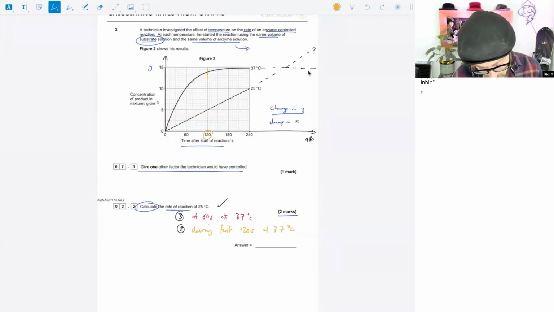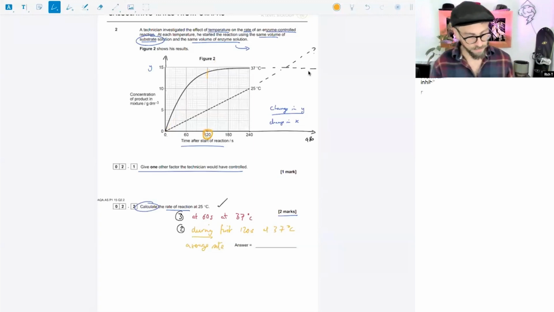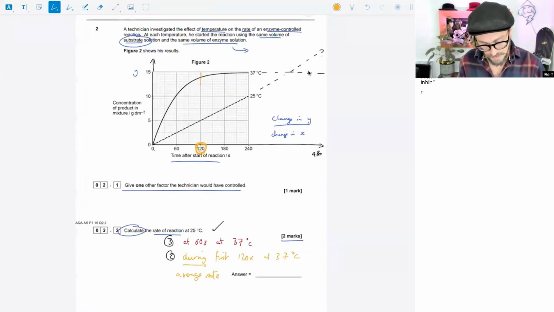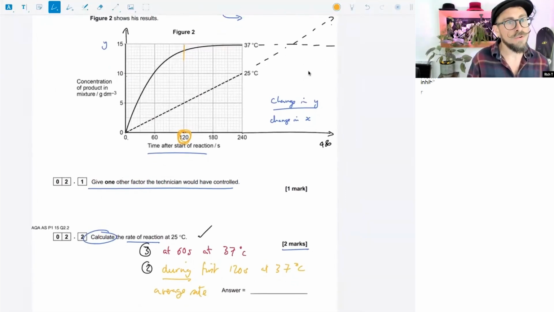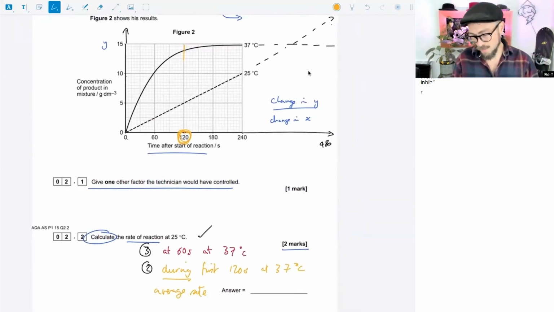But we want, basically, here, the average rate over this time. So I'm going to let you just do that. I'm going to give you 2 marks. Is that big enough for you to be able to read the graph off? If not, let me know. I can zoom in on the graph specifically. Your 2 minutes begins now.